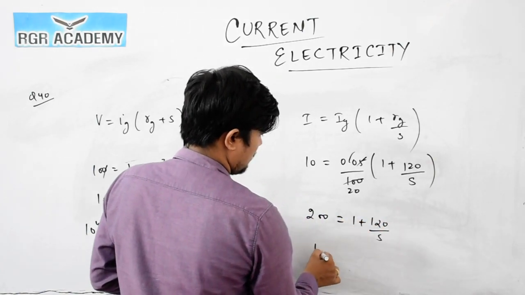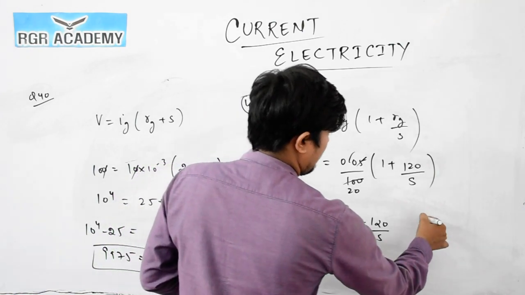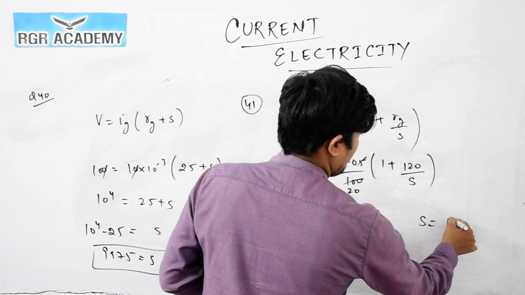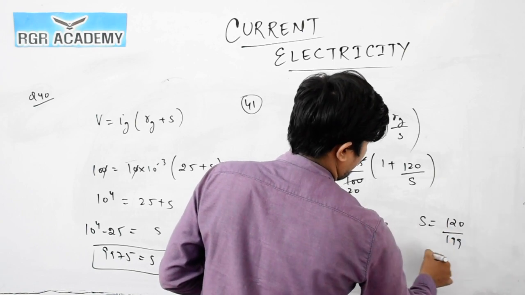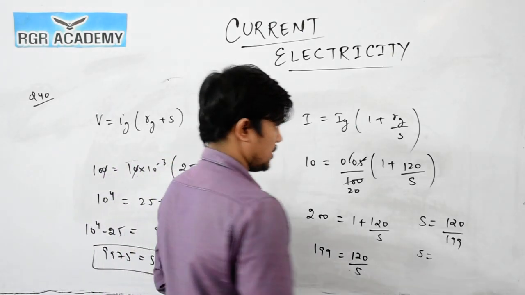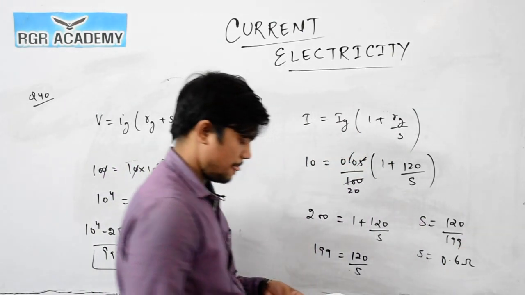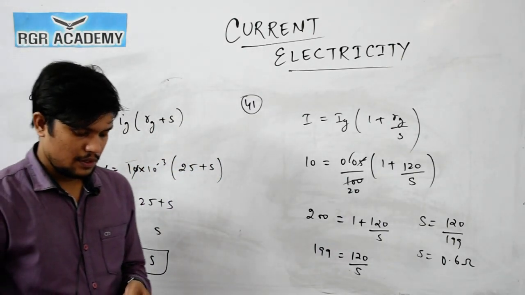So this becomes 199 equals 120 by S. So S will be equal to 120 by 199. So S we can write as approximately 0.6 ohms. Okay. Now question number 42.